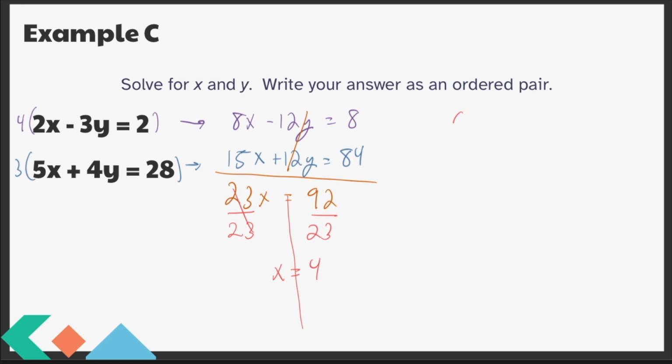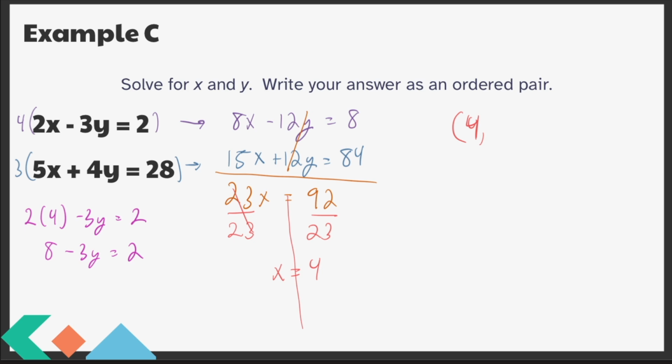So that's great. I've got one of the numbers in my ordered pair, which is 4. Now I can substitute that back into any equation, but I want to substitute it again into one of my original equations. Since I don't want to deal with 28, I'll substitute it into the top equation. So I've got 2 times 4 minus 3y equals 2. So 2 times 4 is going to give me 8. I'm going to end up with 8 minus 3y is equal to positive 2.